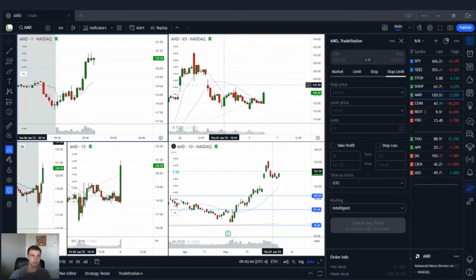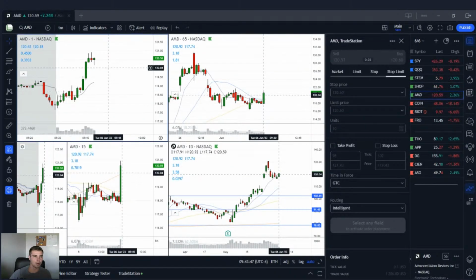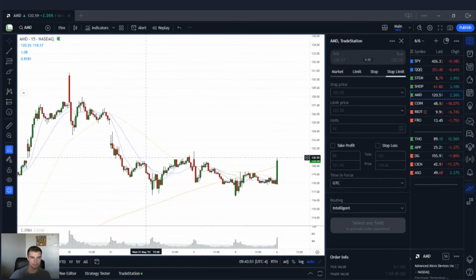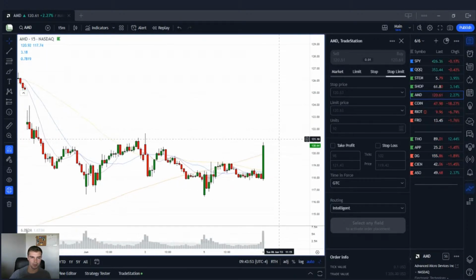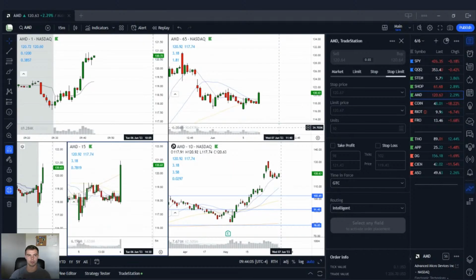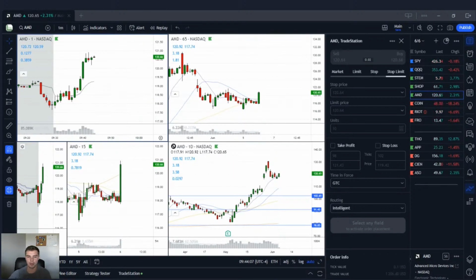AMD is still interesting as well. So watch the AMD up here. I don't really like the 15 minute. It's got this one pivot up here, 121.60. So a little bit of junk over the 121 area, but really nice volume, really good strength. So keep an eye on the AMD. Keep an eye on it for sure.